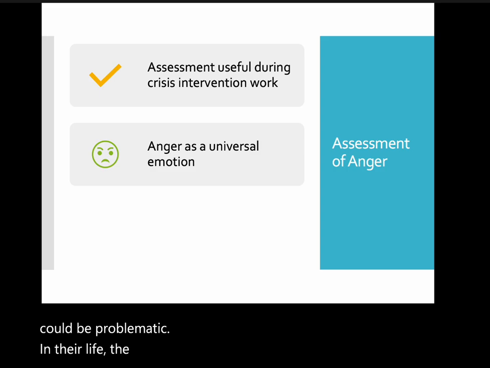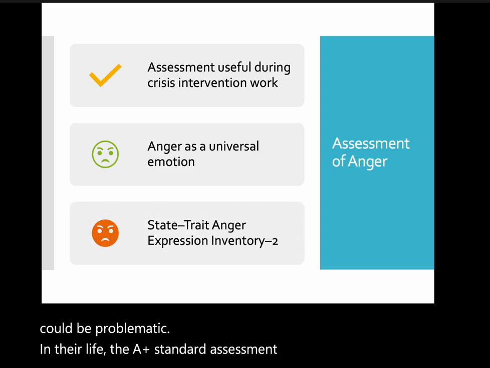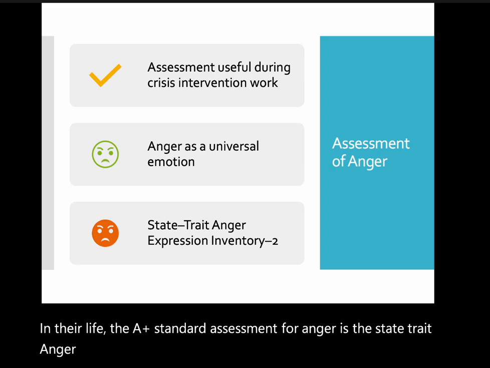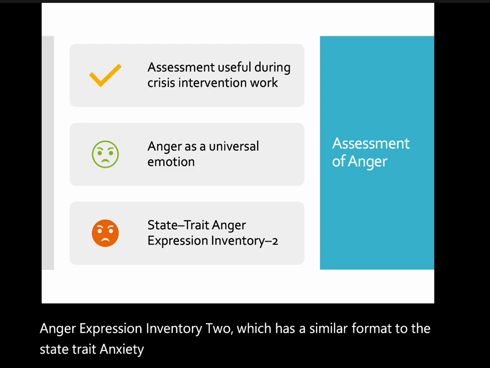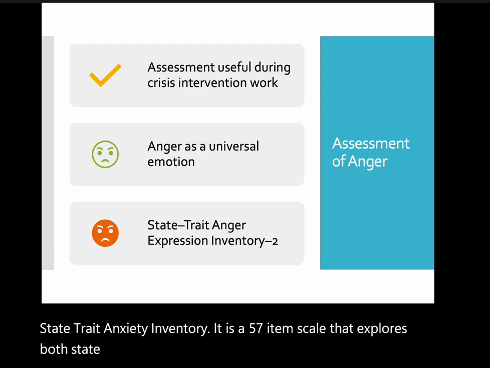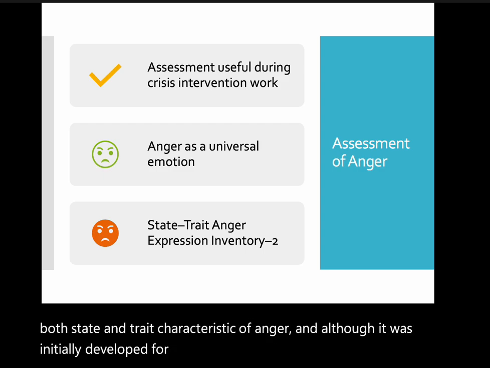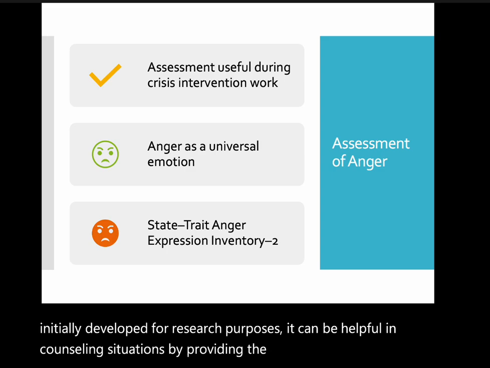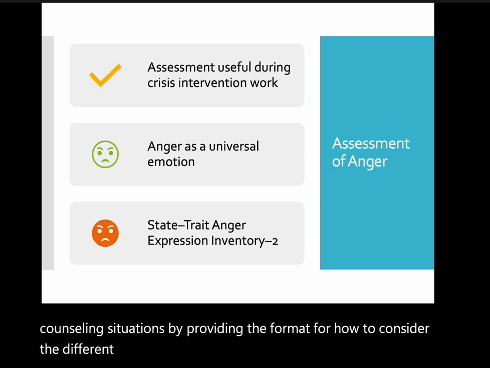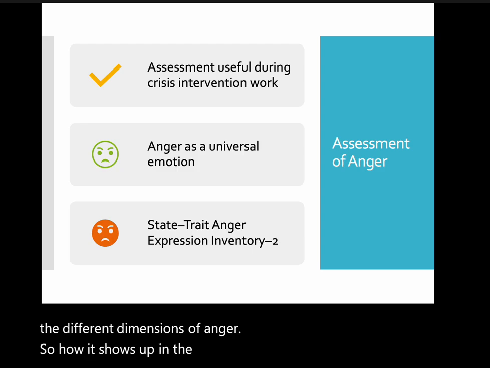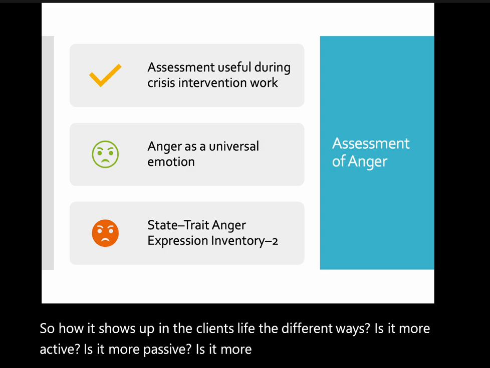The A plus standard assessment for anger is the State Trait Anger Expression Inventory 2, which has a similar format to the State Trait Anxiety Inventory. It is a 57 item scale that explores both state and trait characteristics of anger. And although it was initially developed for research purposes, it can be helpful in counseling situations by providing the format for how to consider the different dimensions of anger. So, how it shows up in the client's life, the different ways. Is it more active? Is it more passive? Is it more dominant? Is it more in receiving?